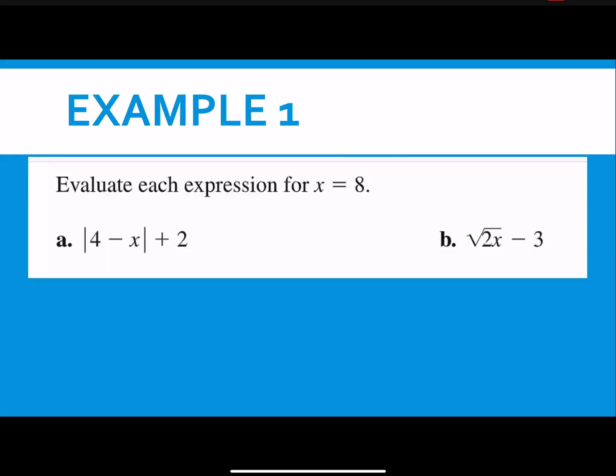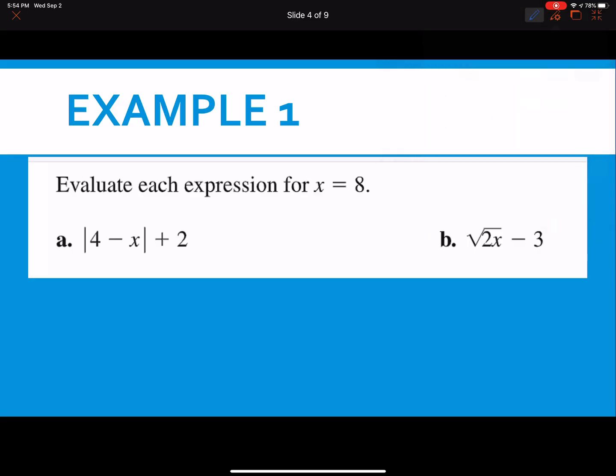Okay, moving on to example 1. Our first example says to evaluate each expression for x equals 8. So if we know that x equals 8, we're going to substitute an 8 in place of x anytime we see that in our problem or in our expression. So let's look at part A over here. I have my x, so therefore I'm going to substitute my 8.